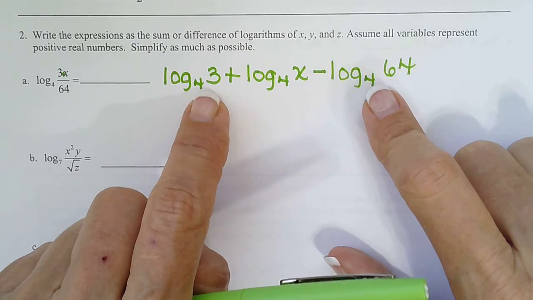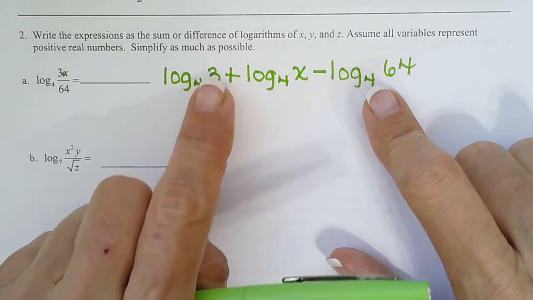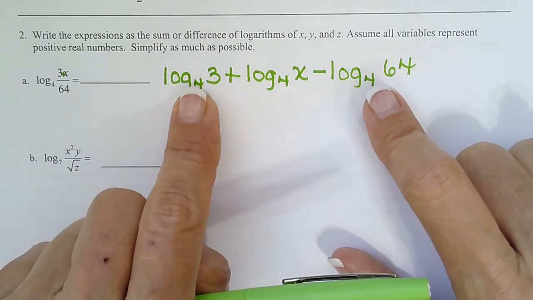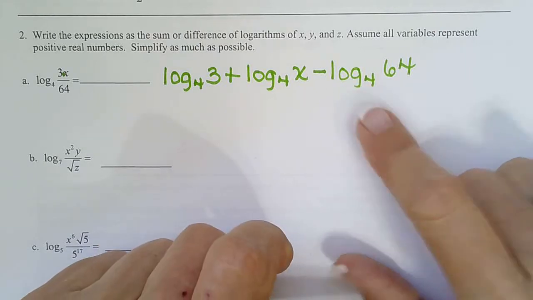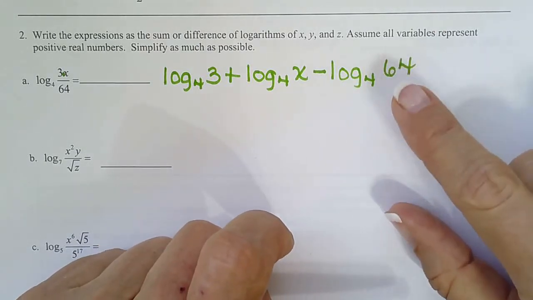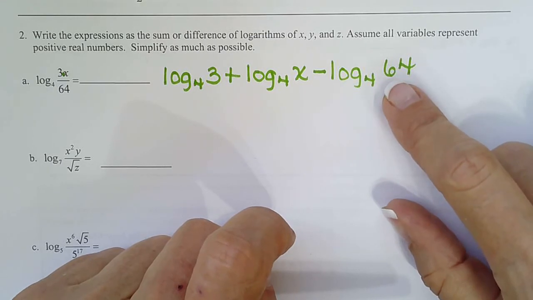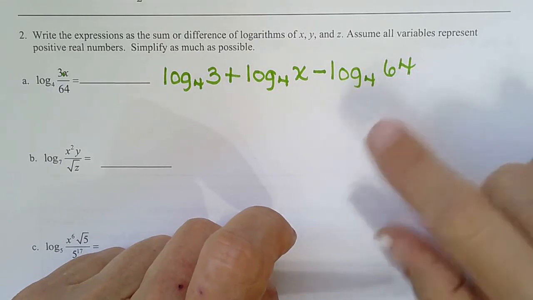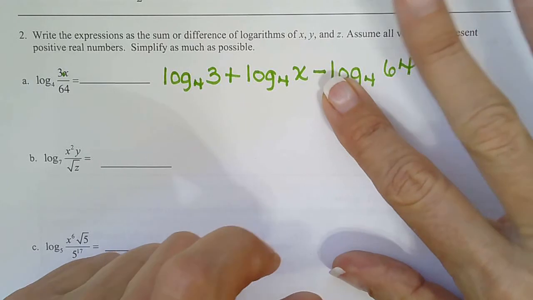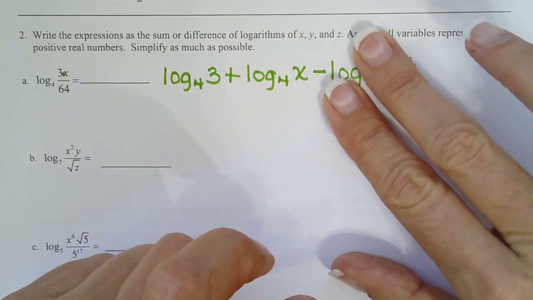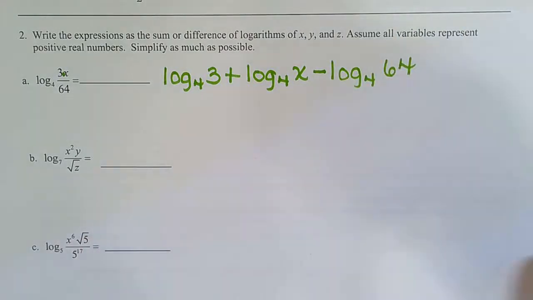So I say to myself, 4 to the what is 3? Well, not a nice whole number, so that can't be simplified. But 4 to the what equals 64? Oh, that can be simplified because 64 is a power of 4. 4 times 4 is 16, times 4 is 64. So 64 is 4 to the third.